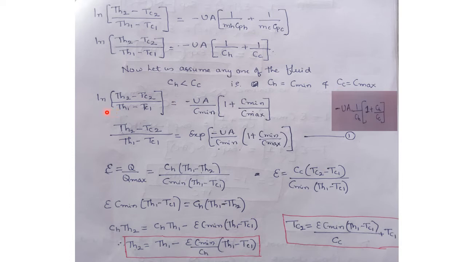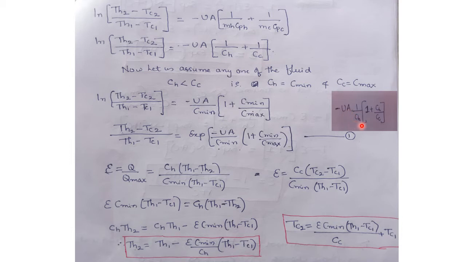Now the same equation I will write here: log of (Th2 minus Tc2) divided by (Th1 minus Tc1) equals minus U into A. Here, from this equation, I have taken 1 divided by Ch as common. So I have written here the equation minus U into A, 1 divided by Ch I have taken common.